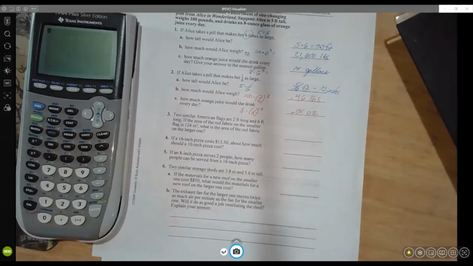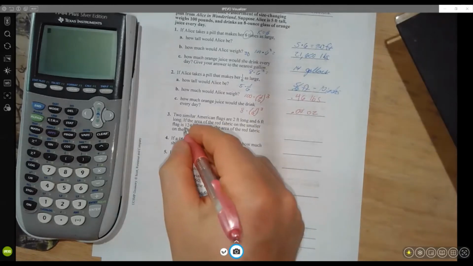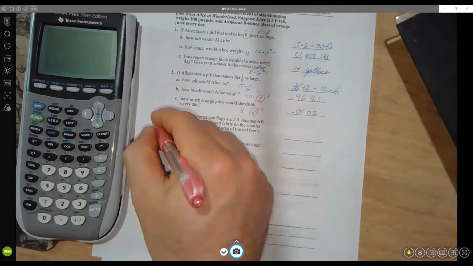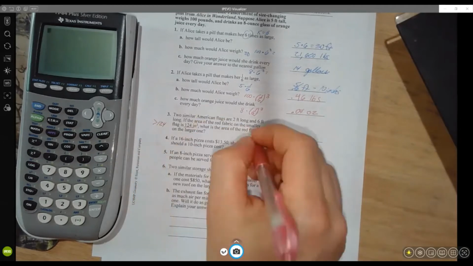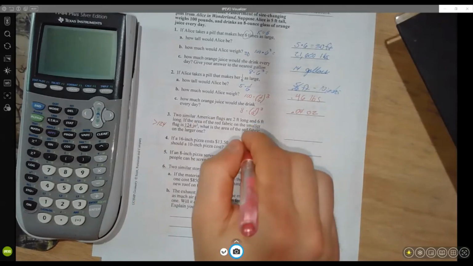That's not very much. 2 similar American flags are 2 feet long and 6 feet long. If the area of the red fabric on the smaller flag is 124, what is the area of the red fabric on the larger one? Well, obviously we know our answer is going to be greater than 124, right? Because this is on the small flag and we want to know what's on the big one.